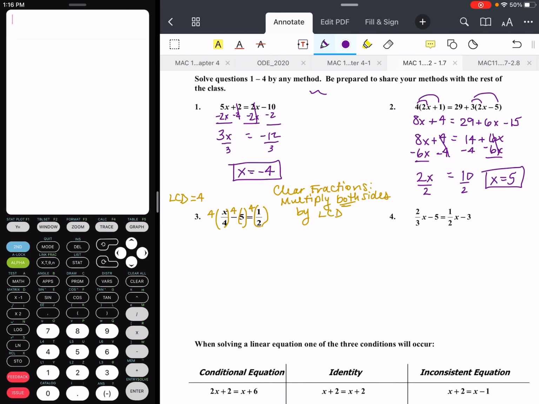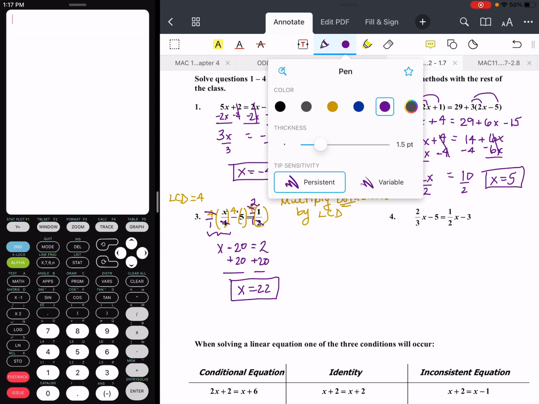Then I can cancel. The 4 in the numerator and the 4 in the denominator cancel out, so that gives me just x. Minus 4 times 5 would be minus 20, carry down my equal sign. 4 in the numerator divided by 2 in the denominator leaves behind a 2 times the 1 that was already in the numerator. So x minus 20 equals 2. We solve that and get x equals 22.